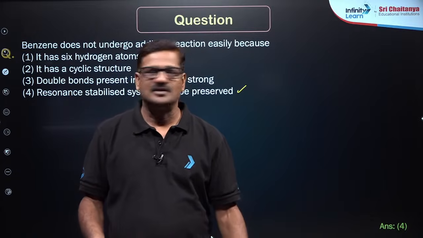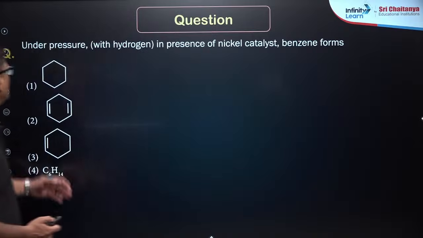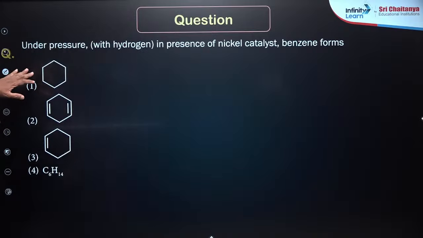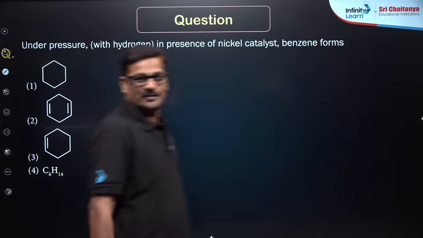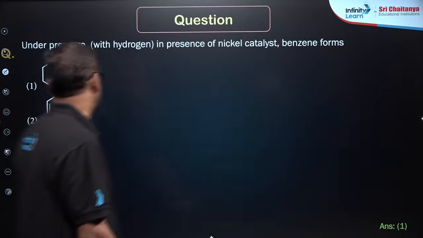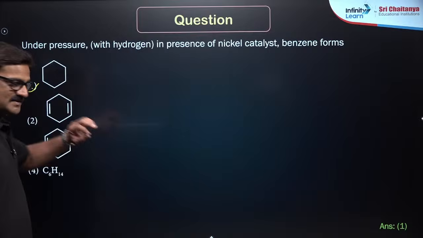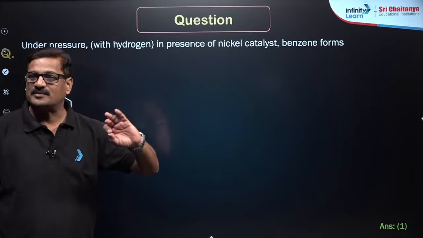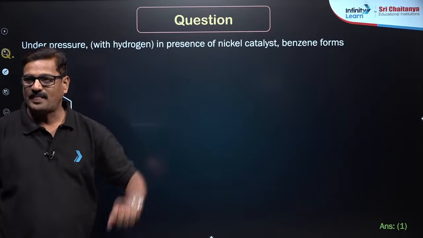Okay, dear children, one more question I just want to give you. Under pressure with hydrogen in the presence of nickel catalyst, benzene forms what? What could be the answer? Under pressure, it is going to form cyclohexane. If you don't use high temperature and pressure, it cannot happen, right?